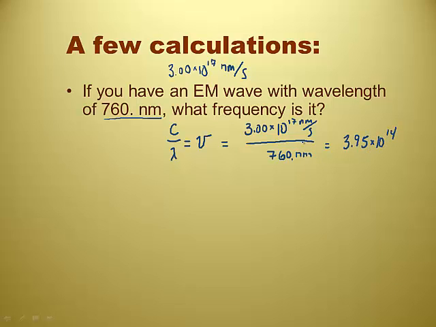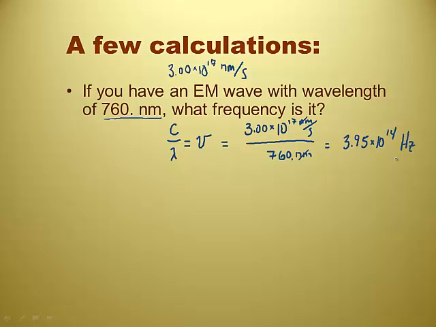Per second. Notice nanometers and nanometers cancel, so you're literally left with per second. Can I put hertz? Yeah, you could put hertz. You're literally left with per second, but per second is hertz, because we usually express frequencies in hertz, right? That's a pretty big frequency. That means that with this particular wavelength of electromagnetic wave, when you get hit by it, you're getting hit 3.95 times 10 to the 14th times per second. That's a lot of times to get hit.